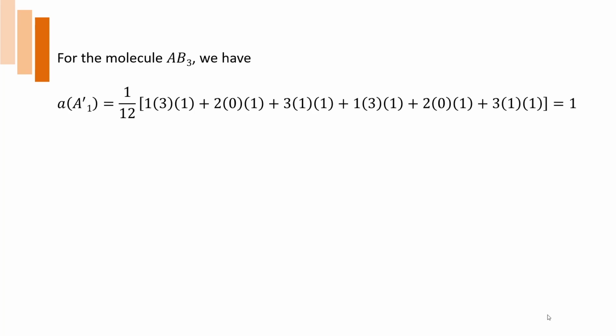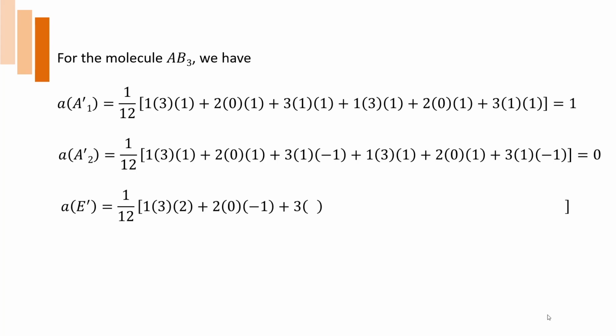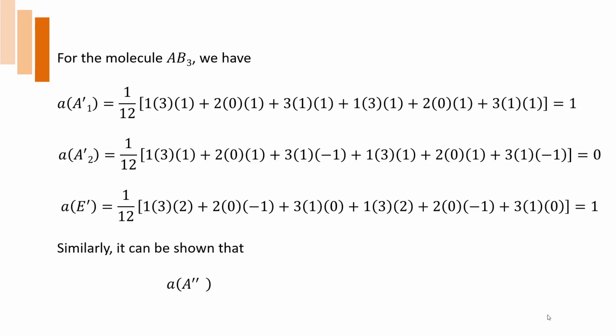Very soon you will get familiar with the idea that A1 prime comes once in the entire mathematical expression. A2 prime is seemingly not contributing anything and it is 0. Even E prime, when you do the practice, you get 1. And it can be further shown that the rest of the irreducible components contribute nothing, so all of them are 0. So there is no A1 double prime, no A2 prime, no E double prime, etc. The only components are A1 prime and E prime.